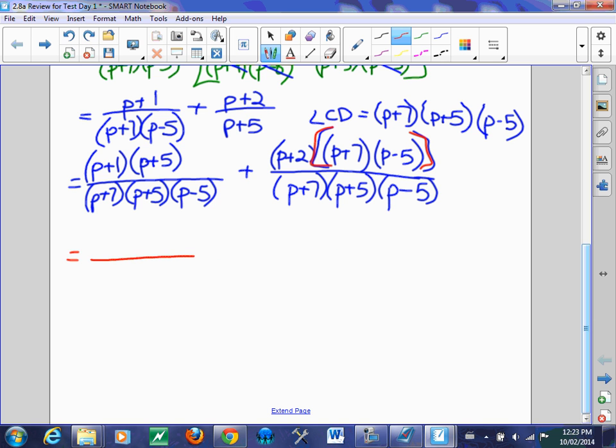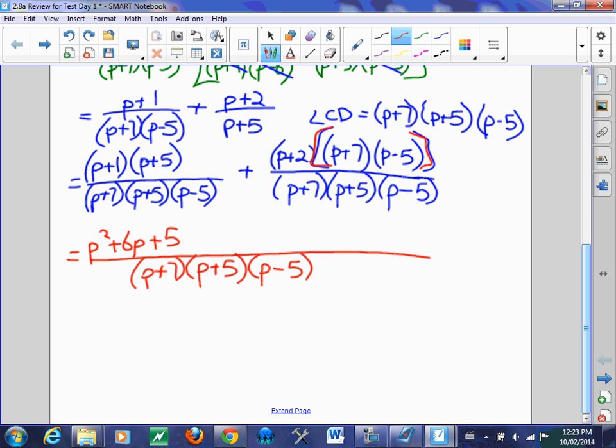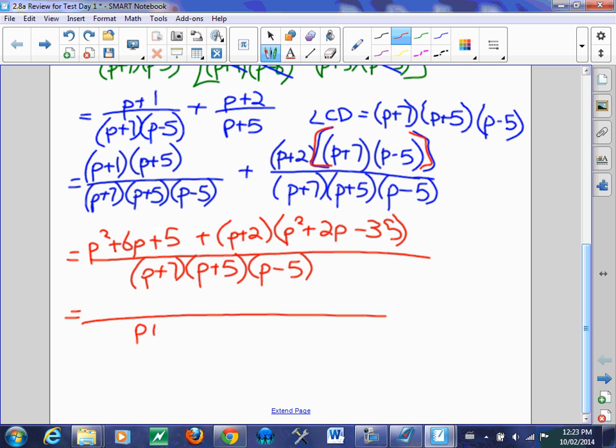All right. Common denominator now of p plus 7 times p plus 5 times p minus 5. And we're going to use distributive law here, so we're going to have p squared plus 6p plus 5. And on the second one, we're going to do another step here. So do that FOIL first. So it's going to be p squared plus 2p minus 35. And then we have to do 2 more lines here, and then we'll be done.